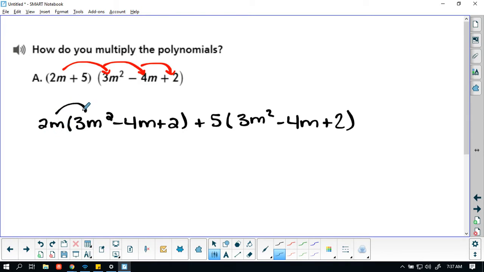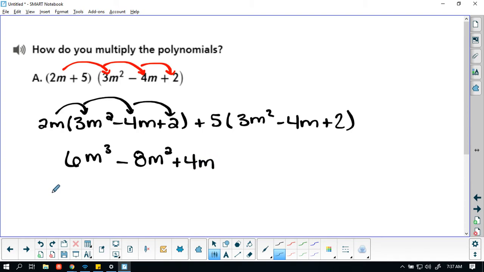Now I'm just going to distribute this. So I have 2m times 3m squared. 2 times 3 is 6. m to the power of 1 times m to the power of 2. Here I'm just going to add the exponents, if you can remember your exponent properties with variables. So 2 plus 1 is 3, so that's m cubed. Minus 2 times 4, which is 8. m to the power of 1 times m to the power of 1. Add those exponents, we get 2. Now we have 2 times 2, which is 4. We have just this m being multiplied, so we have it just as m.